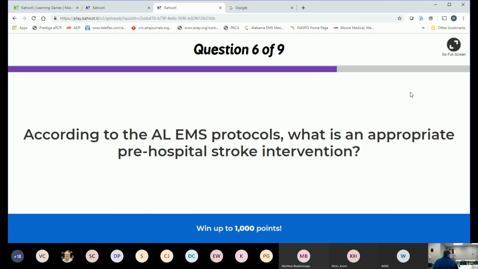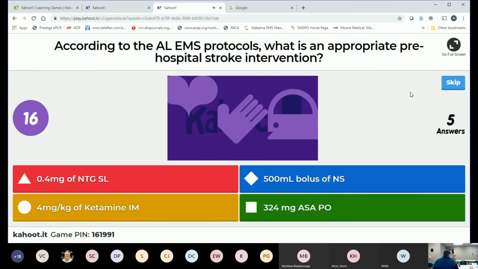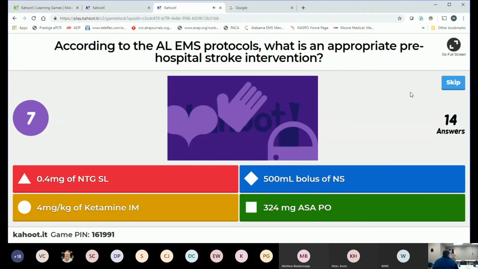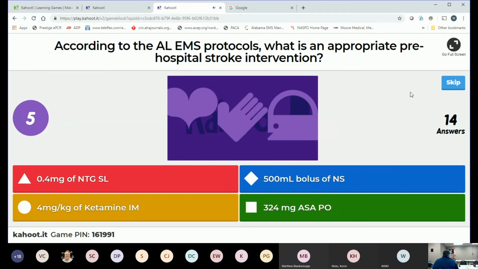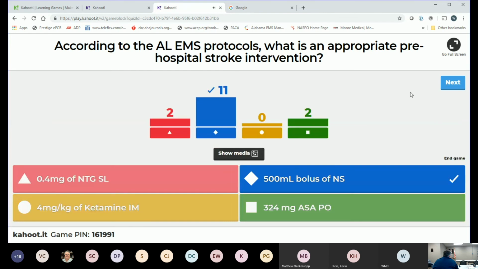Question 6 and 9. According to Alabama EMS protocols, what's an appropriate pre-hospital stroke intervention? 0.4 milligrams of nitroglycerin sublingual, 500 milliliter bolus of normal saline, 4 milligrams per kilogram of ketamine IM, or 324 milligrams of aspirin by mouth. Which of these is an approved EMS intervention for stroke? Yeah, 500 milliliters of bolus of normal saline.